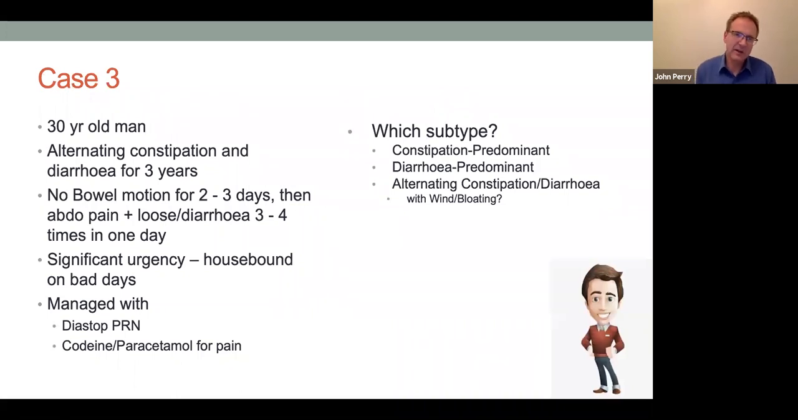So the next case has the alternating symptoms, constipation and diarrhea for 3 years. No bowels. Typically, this is the story you'll get. Nothing happens for 2 or 3 days, and then they have a terrible day of abdominal pain and diarrhea, going 3 or 4 times. Might be housebound on those days, might need Diastop, it's wrecking their lives. And this is your classic story of the alternating constipation and diarrhea, although it's not always as perfect as that, flipping back and forth.